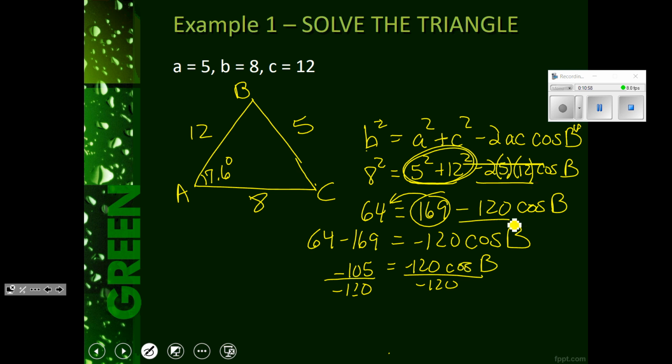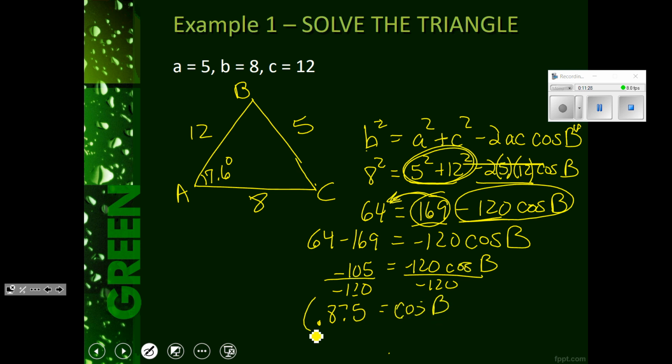Number one mistake is people try to subtract 169 minus 120. But you cannot do that because the negative 120 is attached to the cosine of B. So instead, I moved the 169 over and subtracted, and I got negative 105, and then I divided by negative 120, and I got 0.875 equals the cosine of B.